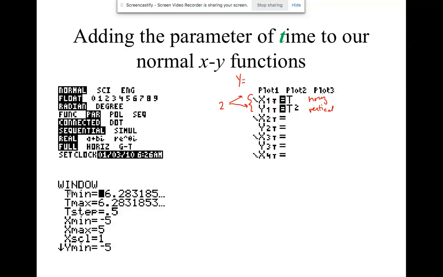So notice if you hit window, you also have a consideration of what time you want the calculator to graph on. My cursor covered up the negative, and I hope you can see this is just negative 2 pi to 2 pi. If they give you time, like when I was saying, what if time was going from 0 to 10? That's what you would put in your T min and T max. T step you usually want to be small, right? If you ever hit graph, and you get a graph that looks like this, very jagged, it means your t-step is too large, right?